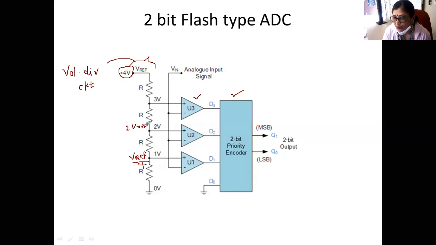Now what is 2 times V reference by 4? You can simplify it, isn't it? So after simplification, what will you get here? 2 V reference divided by 4. What will you get after simplification? Yes? Tell me. 2 multiplied by V reference divided by 4. If we simplify this equation, what will we get here?